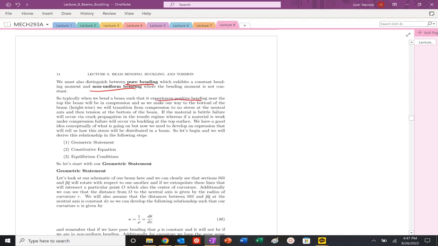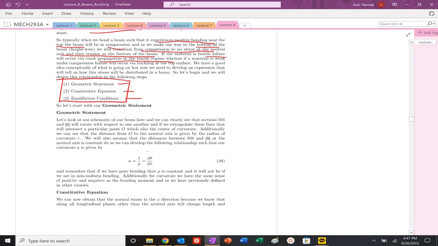So the way that we're going to develop our expression and figure out how to calculate stresses in a beam when we're deflecting a beam, we are going to make the following assumptions. Oh, it's also important to know that you can have crack propagation in that tensile regime. We're going to develop a geometric statement, a constitutive equation, and equilibrium conditions to develop this expression.